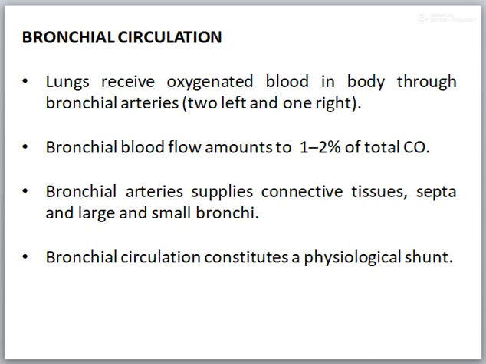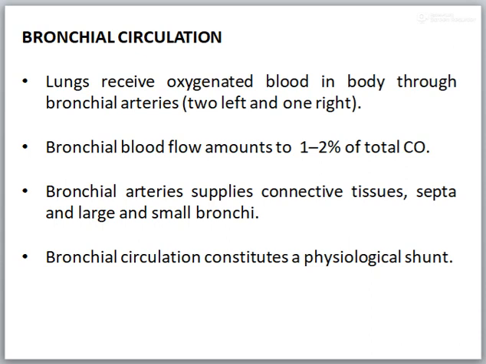Second is the bronchial circulation. The lung also receives oxygenated blood like other tissue in the body through bronchial arteries. There are two left and one right bronchial arteries. These are the branches of the descending thoracic aorta. Bronchial blood flow is about 1 to 2% of the total cardiac output. The bronchial arteries supply the connective tissue, septa, and large and small bronchi of the lung.